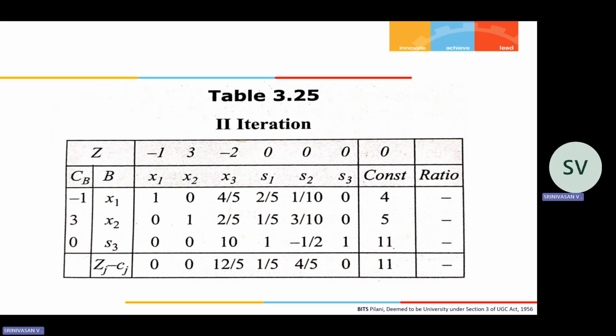That's all. Okay. Now check for Zj minus Cj values. Are you having all of them to be greater than or equal to 0? Yes. 0, 0, positive, positive, positive, 0. That means optimality is reached. Optimal solution has been obtained. No more iteration is required. So with these 2 iterations, we have come to the stage of getting the optimal solution.